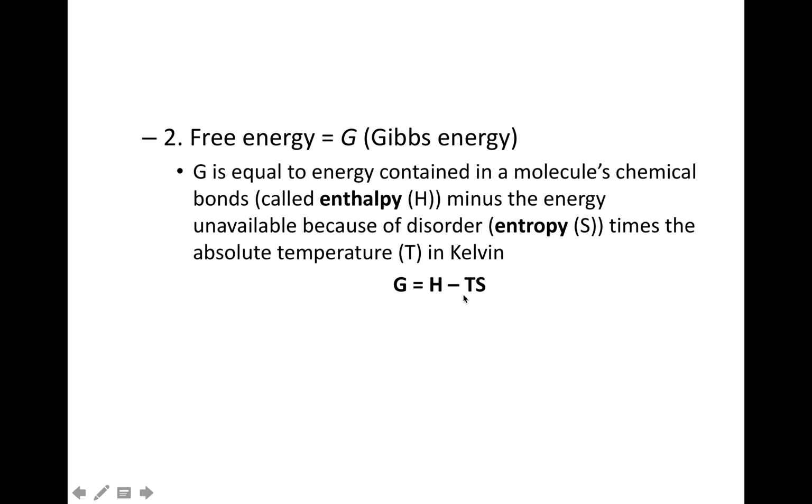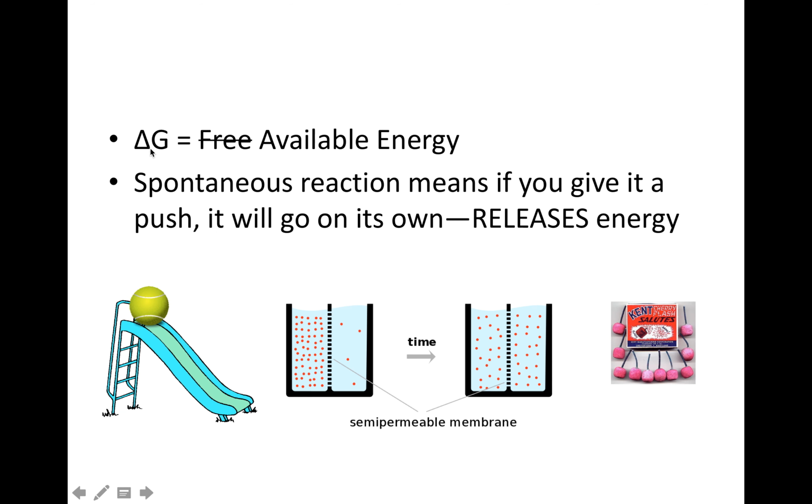So let's take a look at each one of these variables, H, S, and T. Okay, so delta G, that's your free energy. I also like to call it your available energy. I really hate the word free because it's not free. It's just whatever's left over. So we're just going to call it available energy here.